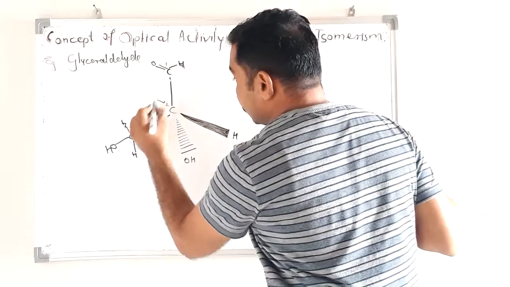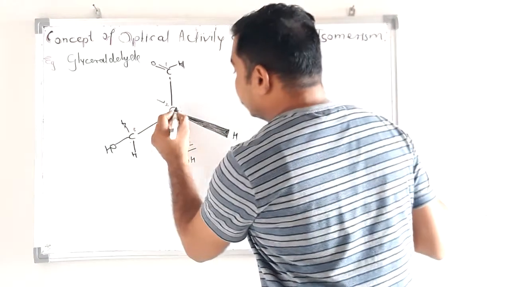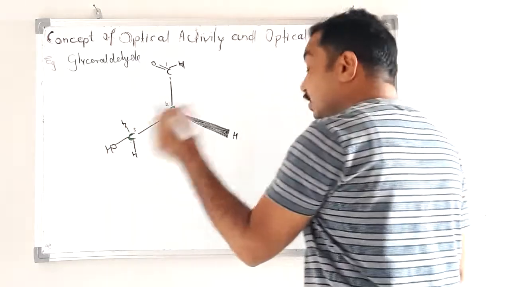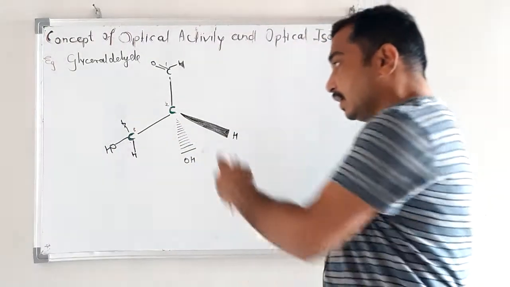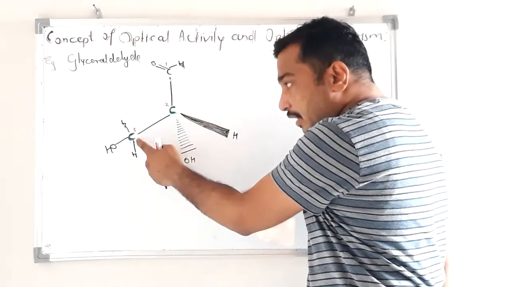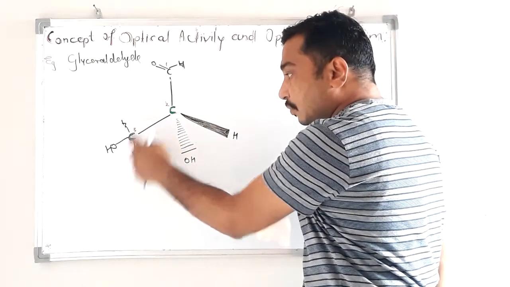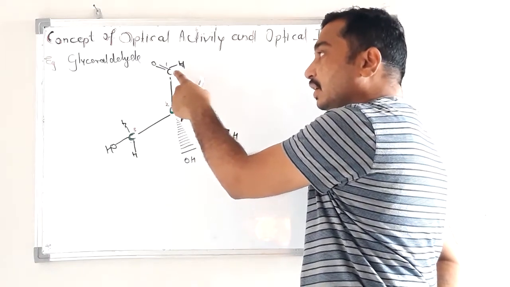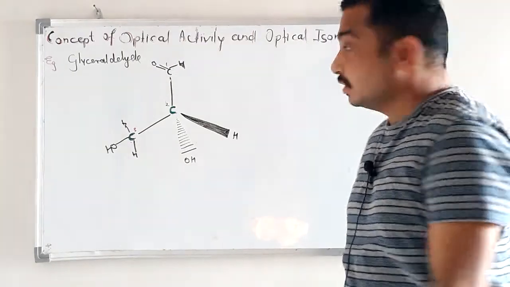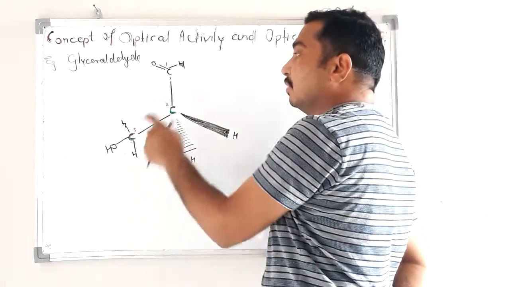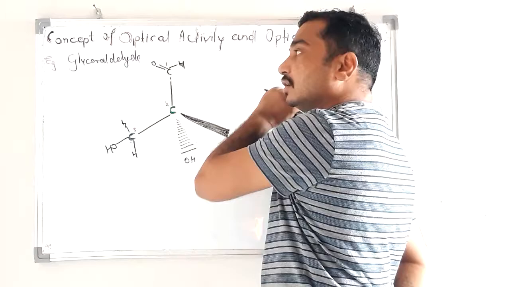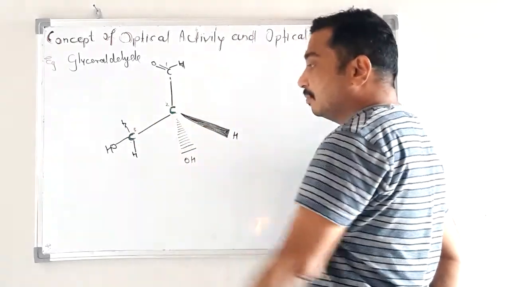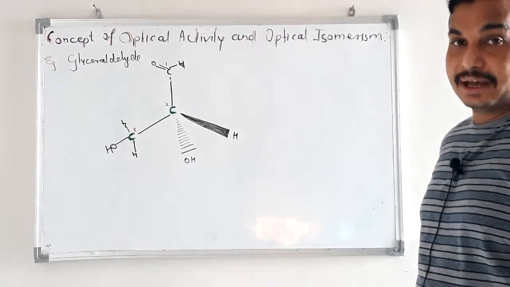This carbon is sp3 hybridized because it has formed 4 sigma bonds. This one also formed 4 sigma bonds, 1, 2, 3, 4. This one is not sp3 hybridized, it is sp2 hybridized. This carbon has formed 3 sigma bonds and 1 pi bond, therefore it is not asymmetric. So carbon number 2 and carbon number 3 are sp3 hybridized carbon atoms.